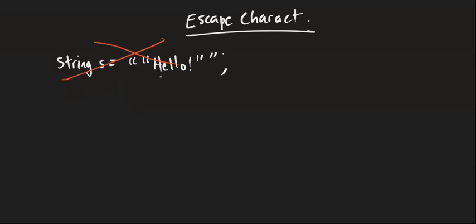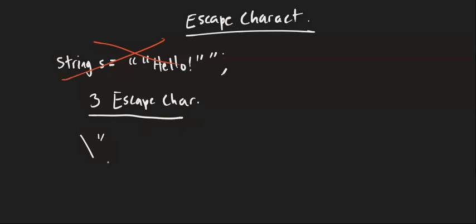Escape characters basically allow you to input this double quotation, which is kind of like a special character, not really a special character, but something that we can use to insert it into a string. And that's what we use escape characters for. The 3 escape characters are the backslash double quotation, the backslash backslash, and the backslash n.